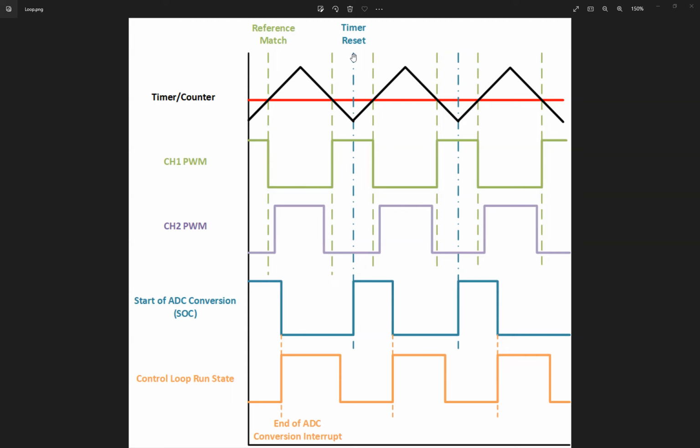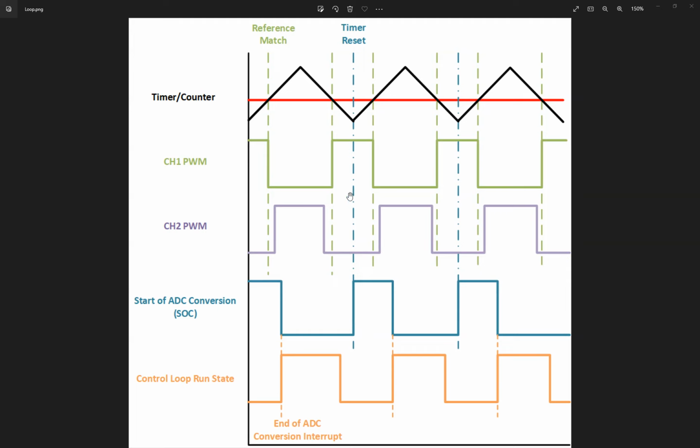After that, we have a timer reset event. So this is called the timer reset or timer rollover event. So it starts again, changes from down counting mode to up counting mode. So this is the timer reset event. So we configure the system such that whenever there is a timer reset event, another ADC conversion will be started.